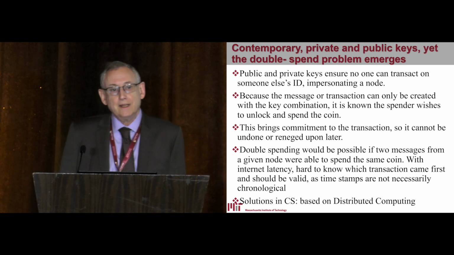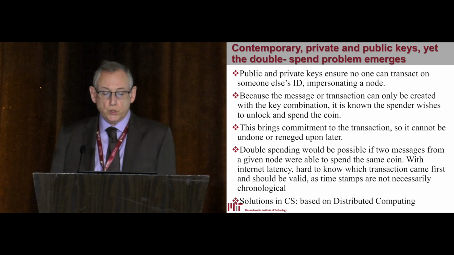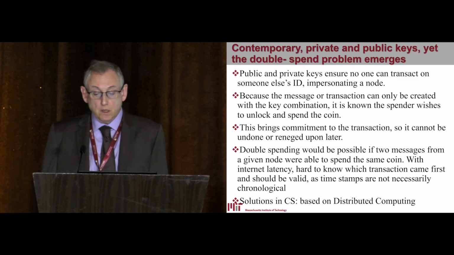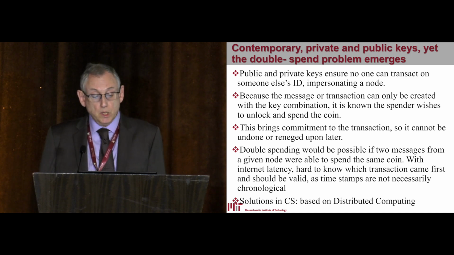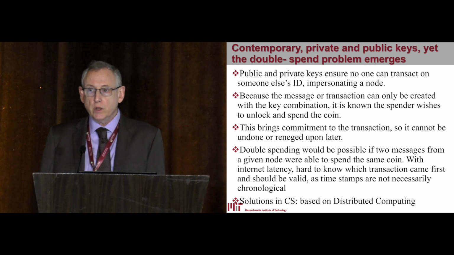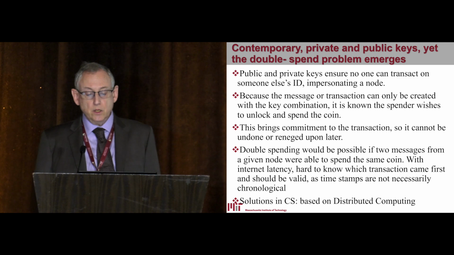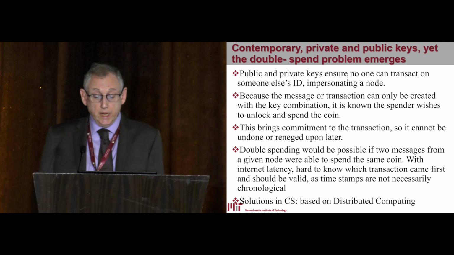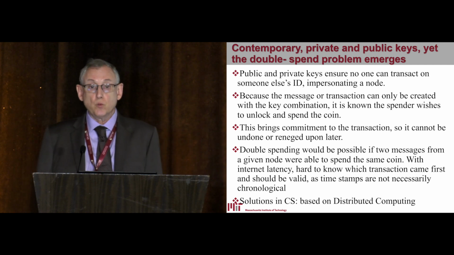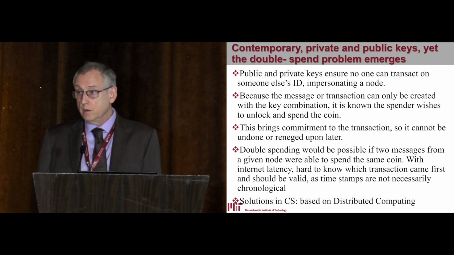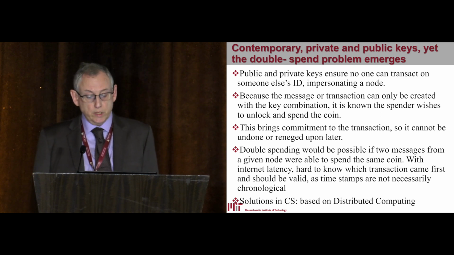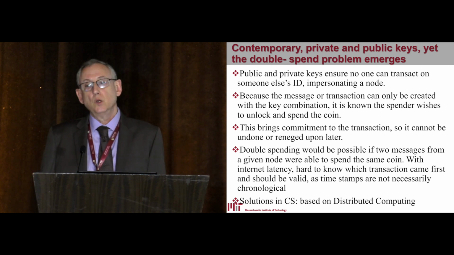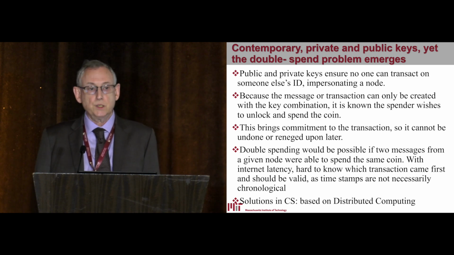Okay. Contemporary encryption is associated with private and public keys, and yet that doesn't solve the double spending problem. So public and private keys ensure that no one can transact on someone else's ID, no one can impersonate a node, and because the message or the transaction can only be created with the key combination, it is known that the spender wishes to unlock and spend the coin. So this brings commitment to the transaction. It cannot be undone or reneged upon later. It's an immutable history.